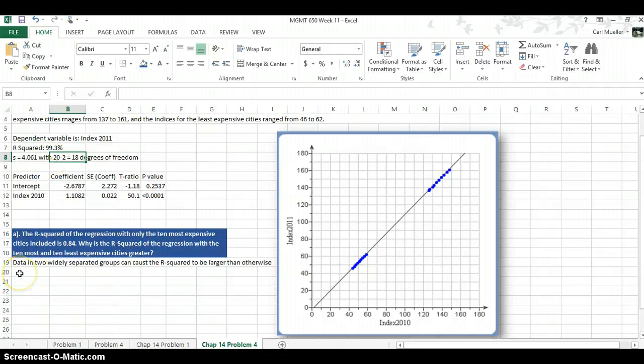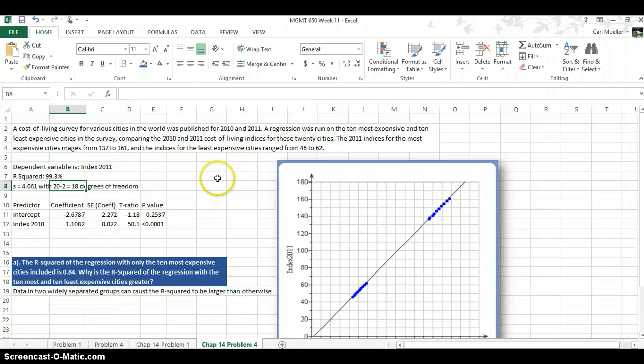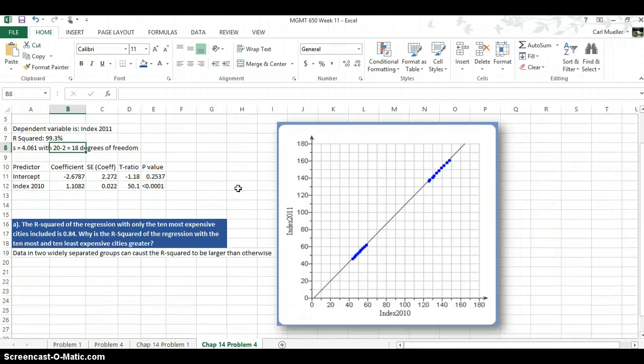Well, a good rule: two widely separated groups of data can cause the R squared to be larger than otherwise. Because they're two groups and they're very different, when I say different, obviously the indices, you can just tell these groups have really nothing in common in terms of overlap of the data points themselves. So that's why our R squared is a lot larger compared to only containing one of these cohorts.